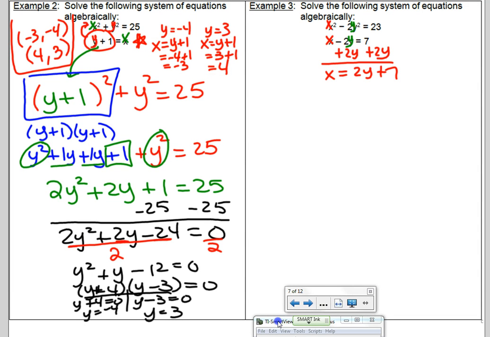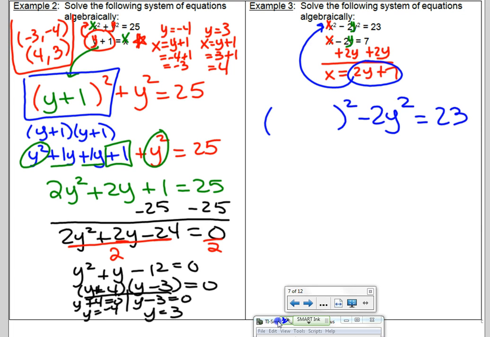And like I said, in example 2, we had a choice. We could have plugged in for the y value and solved for x. So for problem 3, really you have no choice. This would be your best option. So now we're going to take this and plug it in for the other one's x value. So that guy squared minus 2y squared is 23. So we're going to put that right in there.